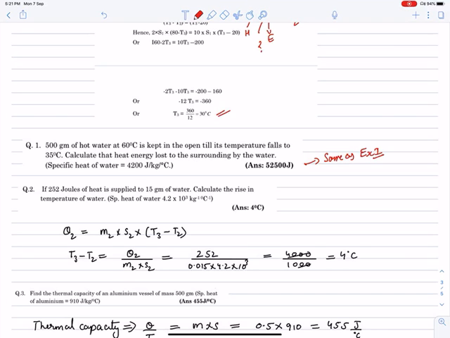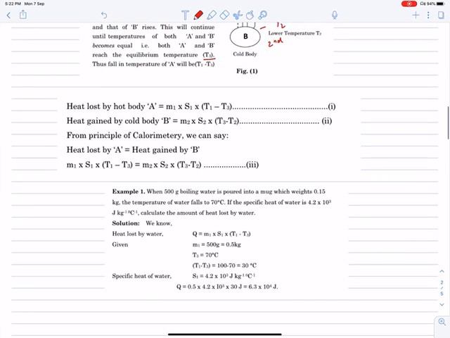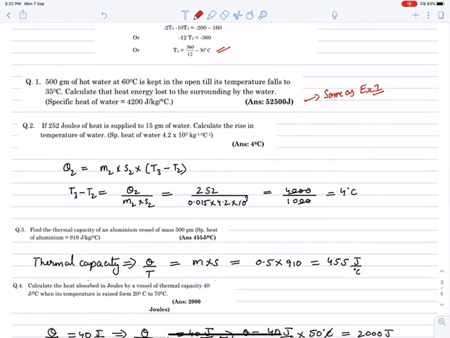Now going to question number 2. If 250 joule of heat is supplied to 15 gram of water, calculate the rise in temperature of water. So it is asking for the rise in temperature. The rise in temperature is given by equation number 2. So put this. You have to calculate the rise in temperature, which should be in degrees Celsius. So T3 minus T2 is equal to Q2 upon m2 into s2.